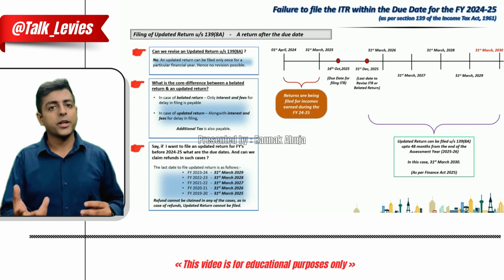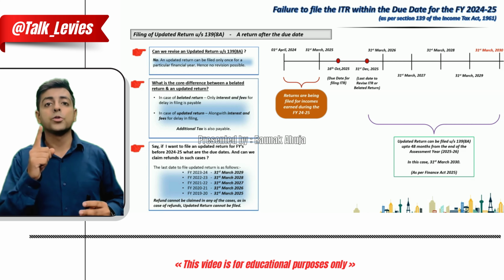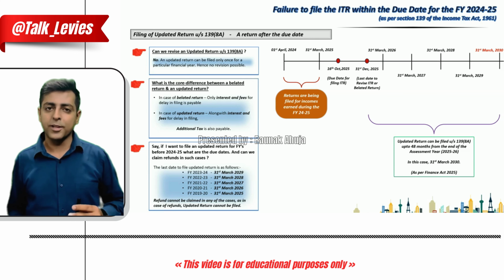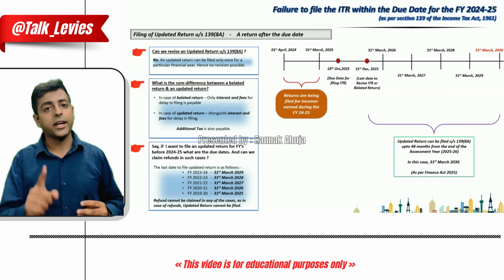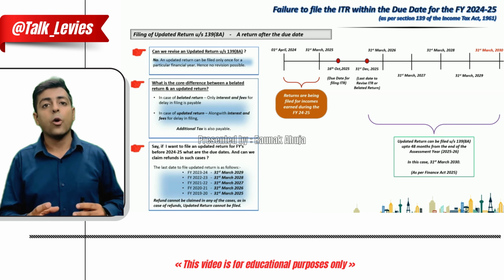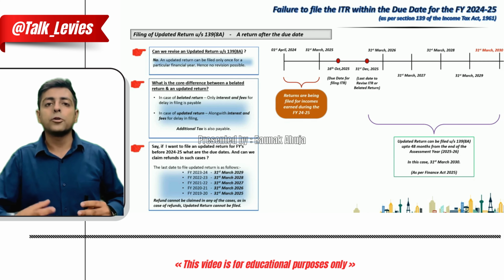Now to answer those queries, yes, we can still file an updated return for earlier years as well. And the due dates for those earlier years have been mentioned to my left. Please take note of that. Now here again, I would like to caution you all that you cannot file an updated return in case you're wanting to opt for a tax refund or you want the tax refund to be increased.